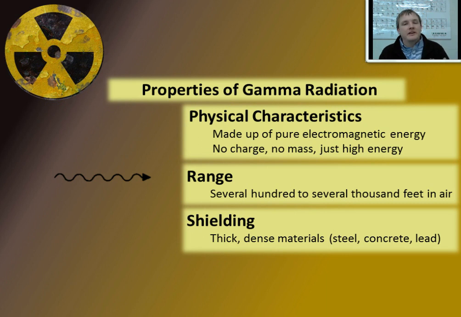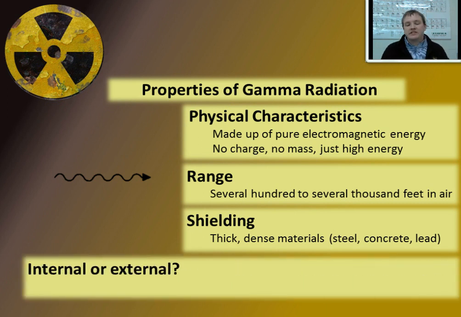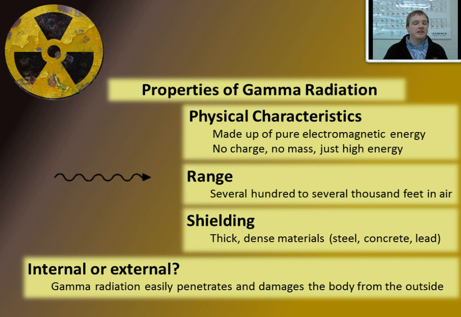And then finally, gamma radiation is an external hazard to the body because it can completely penetrate the body and harm it from the outside. You don't need to ingest it or absorb it into your body first. It will harm you from the outside even if you're 100 feet away from the radiation source. So gamma radiation is a very, very dangerous type of radioactivity. It's just not made out of particles like the other types of radioactivity were.